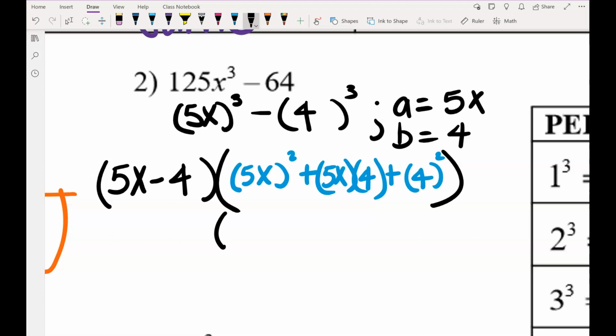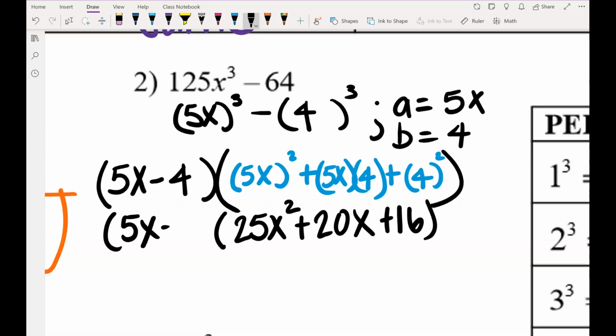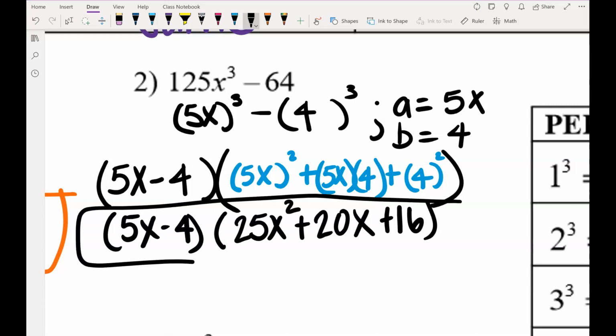What's the quantity of 5x squared? 25x squared. So if you can go straight up and write 25x squared, wonderful. What is 5x times 4? 20x. What is the quantity of 4 squared? 16. And then we drop this down because we can't really simplify this guy right here. And then we box that up. So if you can do straight up quantity of 5x squared, then just write in 25x squared. But if you need to write out the parentheses and then quantity squared to help you later, then write that out. Okay.